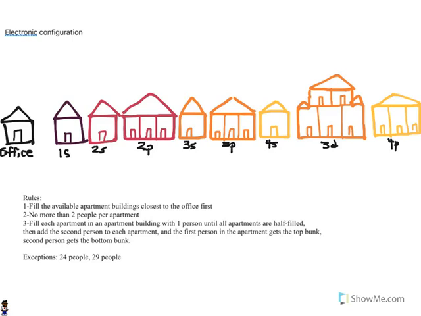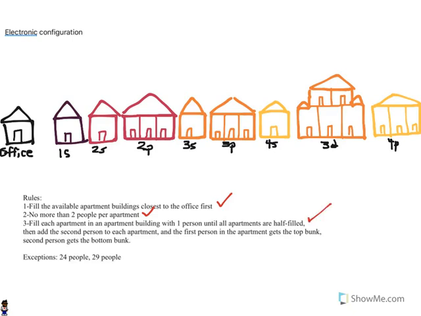So remember that for the first rule, we fill the available apartment buildings closest to the office first. That's number one. Number two, no more than 2 people per apartment. That's pretty straightforward. And number 3 was, as we fill each apartment in an apartment building, we fill it with 1 person until all the apartments in that apartment building are half filled. Then we add the second person to each apartment.